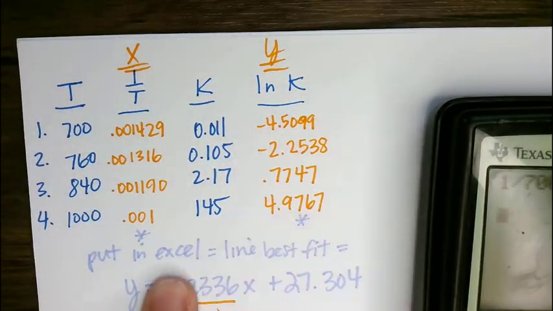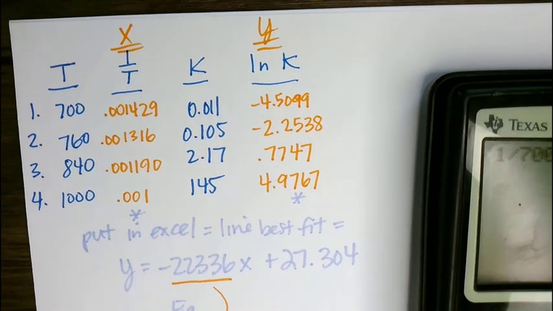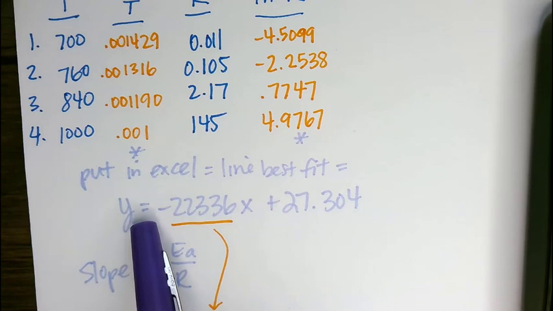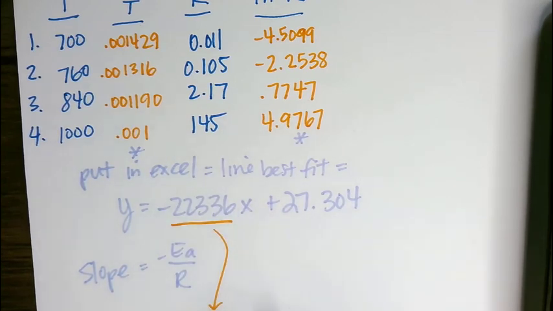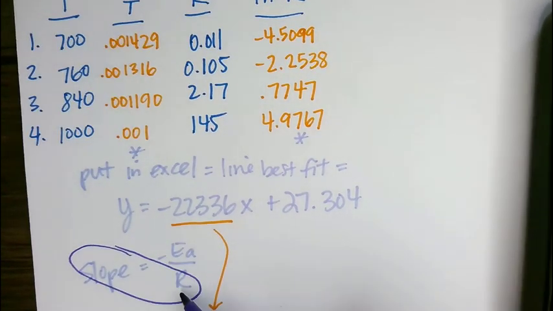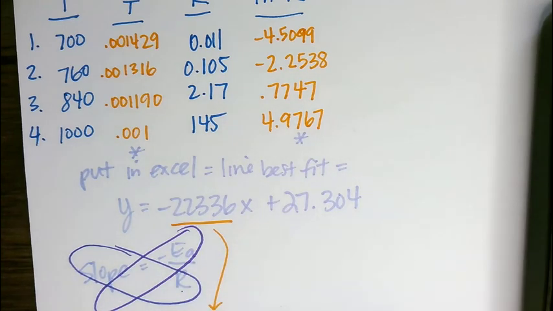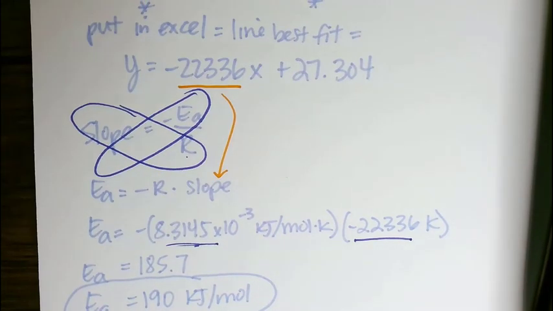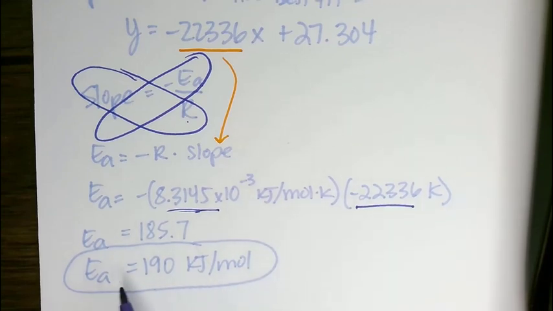I put those into Excel and I asked for the line of best fit, and it gave me y equals mx plus b. It gave me my slope, negative 22336. That's what I'm going to plug into. My slope is equal to negative EA over R. I then rearrange this for you instead of writing it all in, because we know if I cross multiply, slope times R is equal to negative EA times 1. EA is equal to negative R times the slope, and when I do that, I got 185.7, and I went to two significant figures for 190 kilojoules per mole. That would be my activation energy for the decomposition of acetaldehyde.